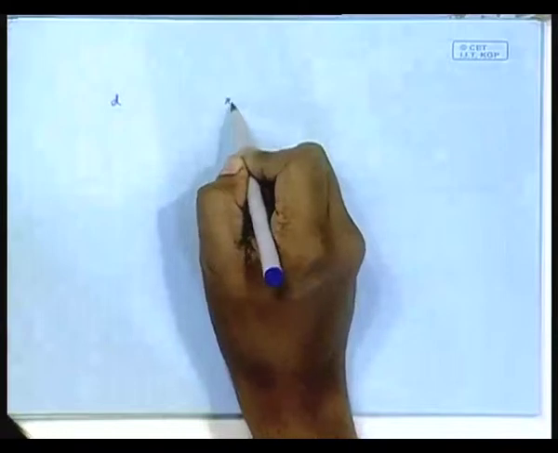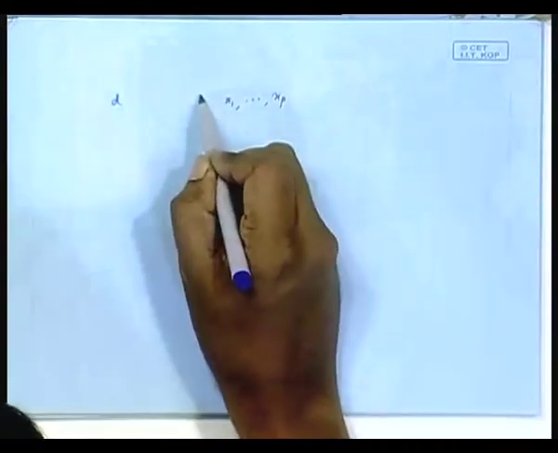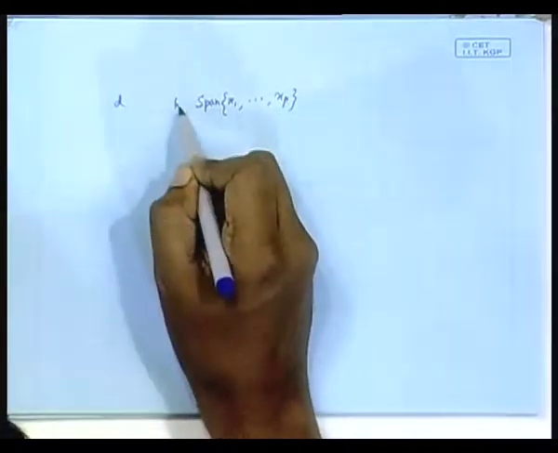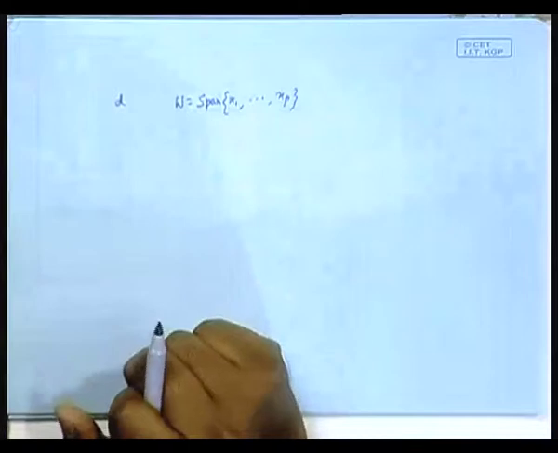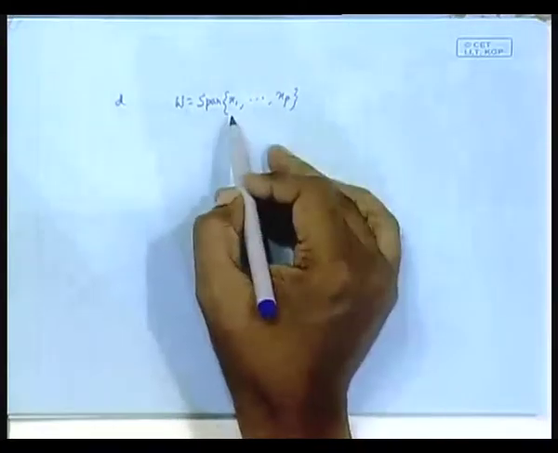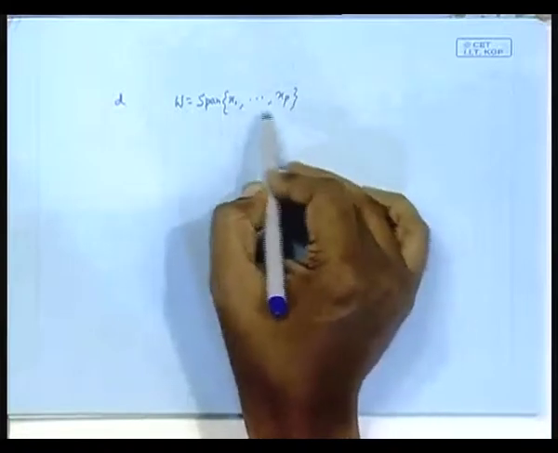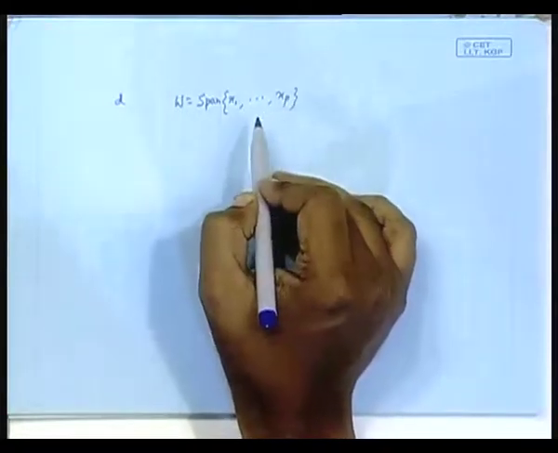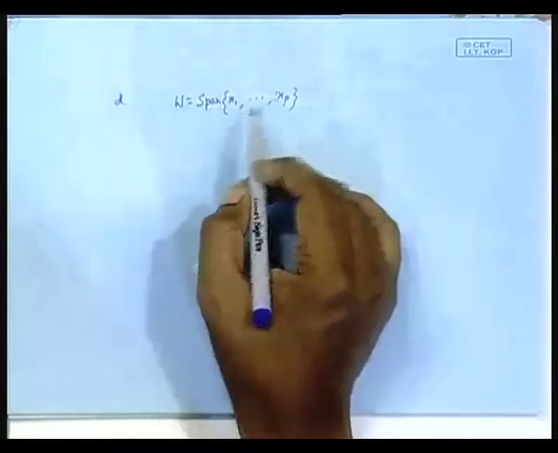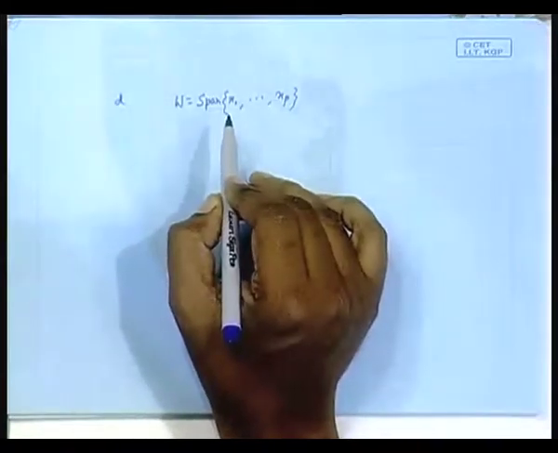suppose we consider a random variable d and a set of random variables x1 dot dot dot xp. They are spanning a space, all zero-mean random variables, say W. I want to estimate d as the best linear combination of x1 to xp. Then you have seen what that will be: nothing but the orthogonal projection of d on the space W.